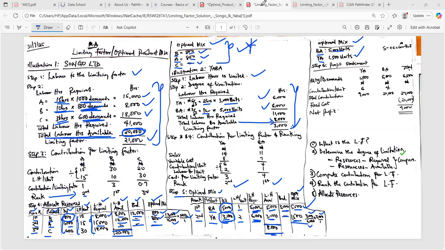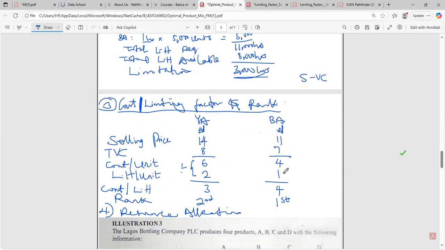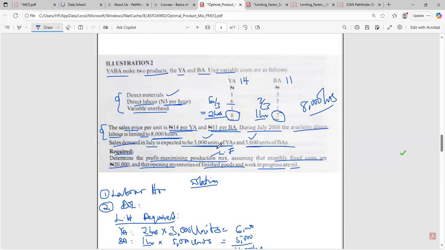Now, if there's no question, if you check the requirement of this question, they said determine the profit maximizing production mix, assuming that monthly fixed costs are 20,000 naira and that opening inventory in finished goods and work in progress are nil. Now, we are done with our normal limiting factor, but they want us to calculate or prepare a profit and loss account. That's the reason why they're giving us fixed cost again, and that's the reason for this profit maximizing production mix.